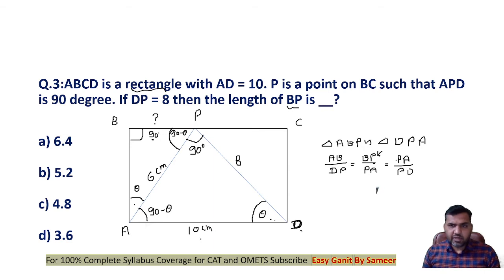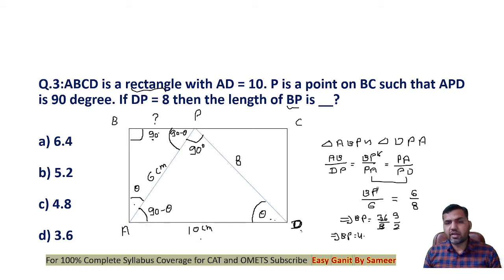Now we know the length of PA. Yes, we know the length of PD also. So what you do is use this ratio. BP is what I need to find out. BP upon PA, the length of PA is 6, is equal to 6 upon PD, which is 8. So the length of BP, guys, is equal to 36 upon 8, which is 9 by 2. So the length of BP will be equal to 4.5. 36 upon 8. Okay, let's check the calculation again.